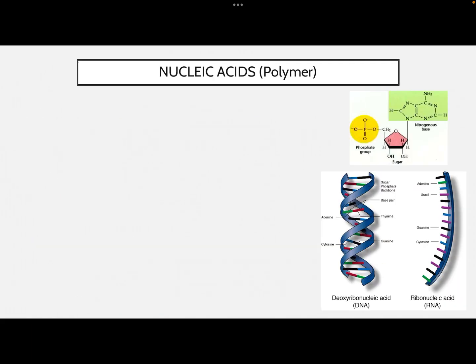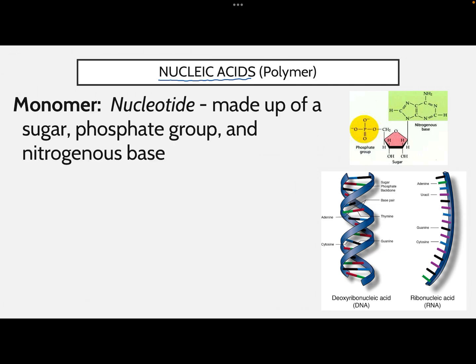The next macromolecule that we're going to look at are nucleic acids, and these, like carbohydrates, generally exist as a polymer. So we can look at a single small piece of nucleic acid, but generally nucleic acids are made up of those small pieces hooked together in a repeating pattern. The smallest piece of a nucleic acid, the monomer, is called a nucleotide. And this is a nucleotide right here. This is a depiction of a nucleotide.